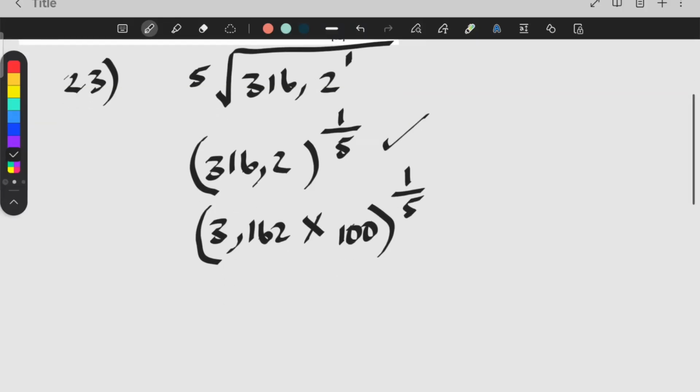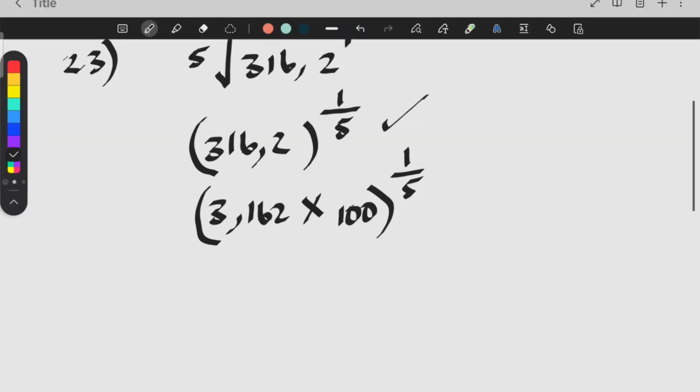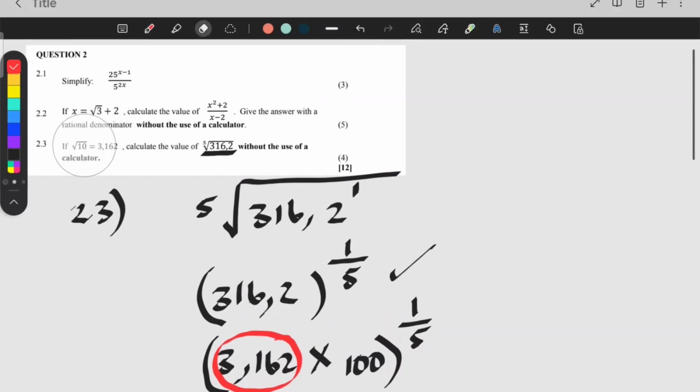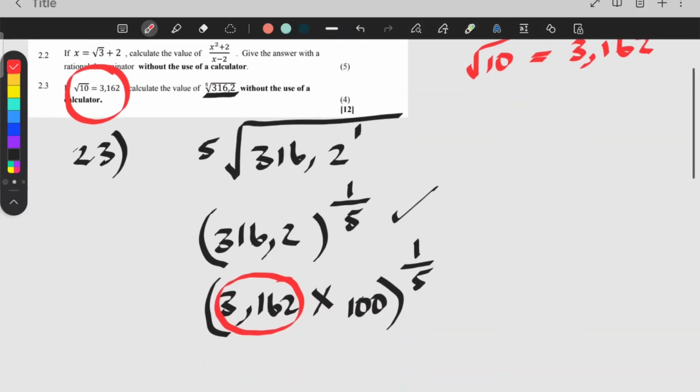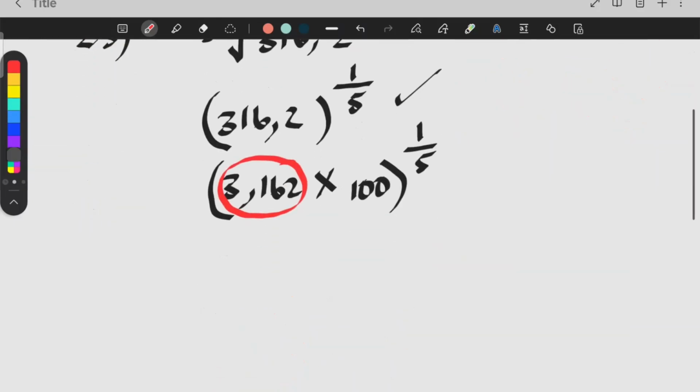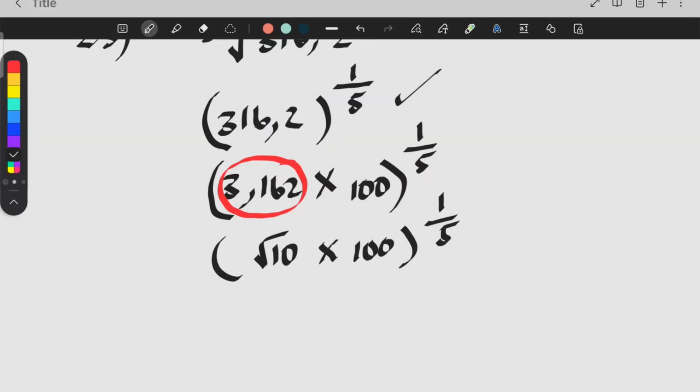Okay? Then I'm going to say, do you see this part over here? This part. That was given to us. So if you look there, look at this over here. Root 10 is equal to 3.162. So root 10 is the same as 3.162. So what I'm going to do is, wherever I have this, I'm now going to write root 10. So I'm going to go to my sum and write this as root 10. Because that's root 10 times 100 to the 1/5.